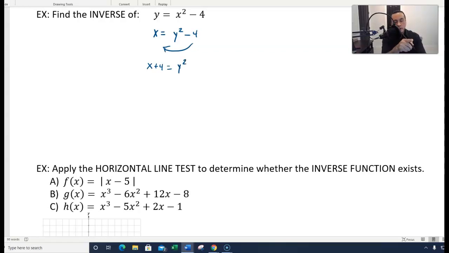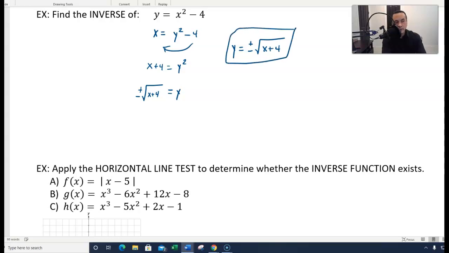Now to get rid of the square, you got to get rid of it with a square root. So you're going to take the square root on both sides. But whenever you take the square root, it's plus and minus square root. It comes from the quadratic formula, that plus and minus. There's a positive and negative possibility. That was from the other unit. All right, so it looks like my inverse would be y equals positive and negative the square root of x plus 4. That would be the inverse.